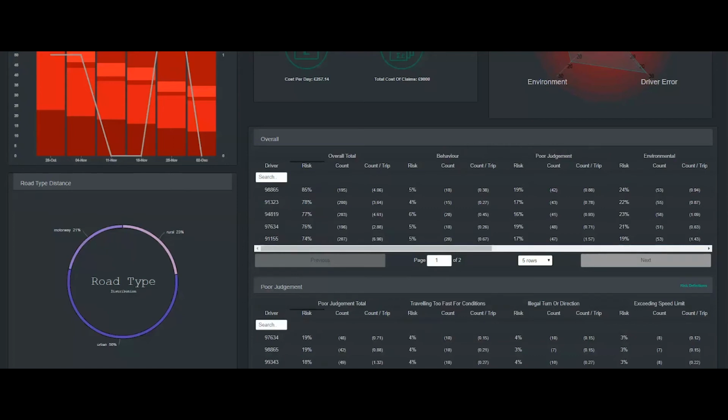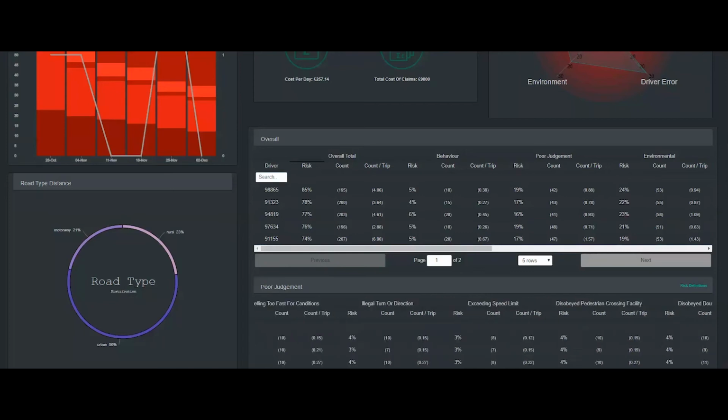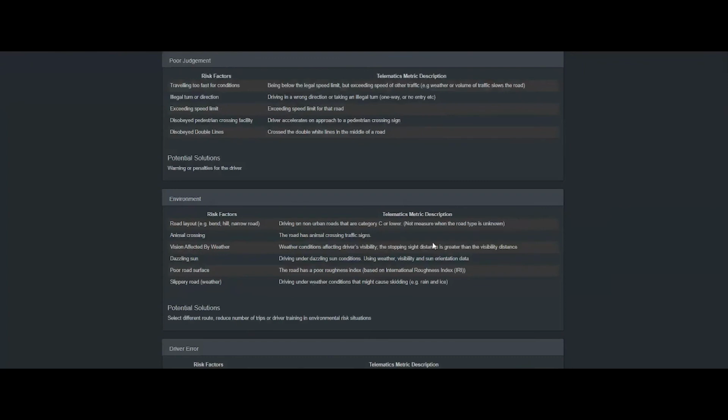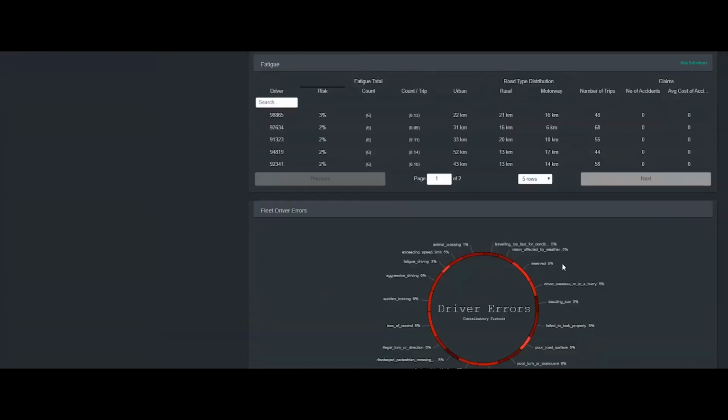That doesn't necessarily mean speeding. We can be travelling too fast for the road conditions without actually breaking the speed limit. I might make an illegal turn, exceed the speed limit, actually speeding, disobey a pedestrian crossing, so going over a pedestrian crossing without slowing down, or going over double white lines in a road. All of these risks can be easily seen in our definitions page. The diagram at the bottom shows which risks our fleets are exposed to.